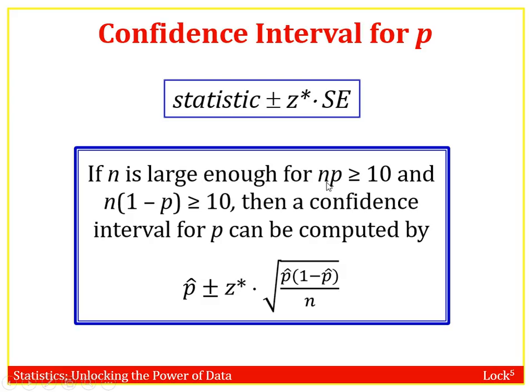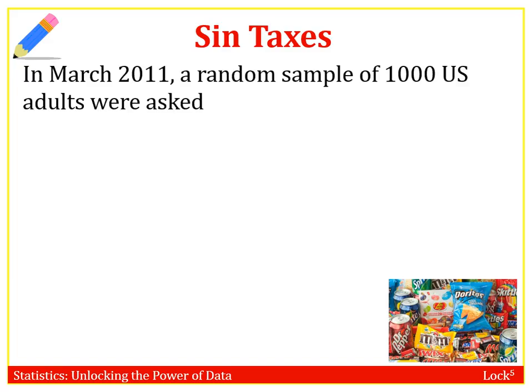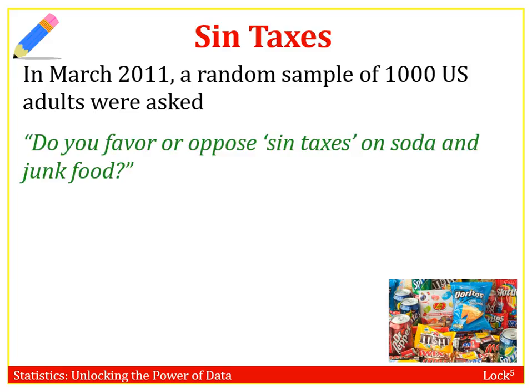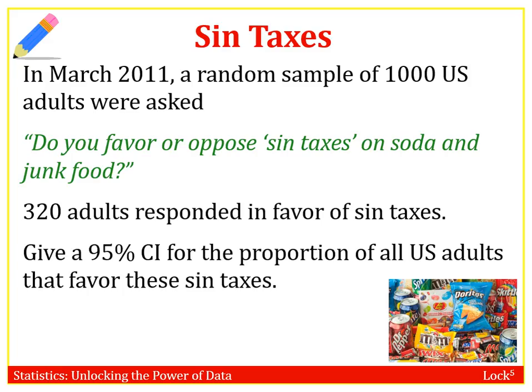However, remember n times p has to be greater than or equal to 10, and n times 1 minus p has to be greater than or equal to 10, for it to be normal. That comes from the central limit theorem. So let's go ahead and try this one. See if you can construct a 95% confidence interval. If you want, you can pause the video, try to do it on your own, and then play the video again.